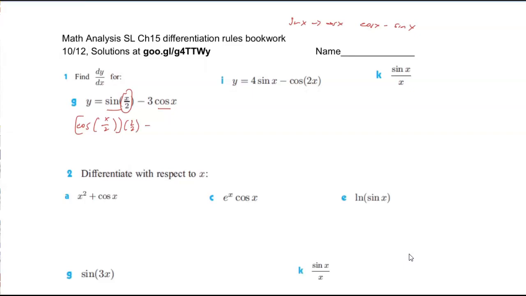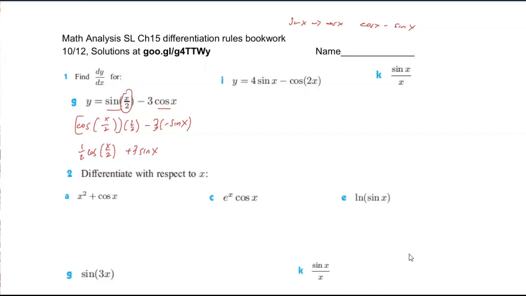The derivative of -3 cosine x, we just put -3 out front. It's a coefficient. The derivative of cosine x, no chain rule necessary, is just negative sine of x. I can simplify this: 1/2 cosine of x over 2 plus 3 sine of x.